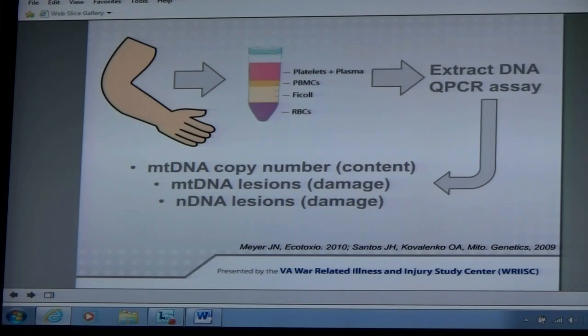Once we extract total DNA, we can perform an experiment that tries to identify a few different things. I'm going to keep it relatively simple here. The first one is mitochondrial DNA content, which we're going to call copy number. The second thing is mitochondrial DNA damage, which we'll refer to as lesions. So is the mitochondrial genome damaged? Also, we looked at the nuclear DNA genome to see if there were lesions there as well. So those are the 3 primary things we're looking at.